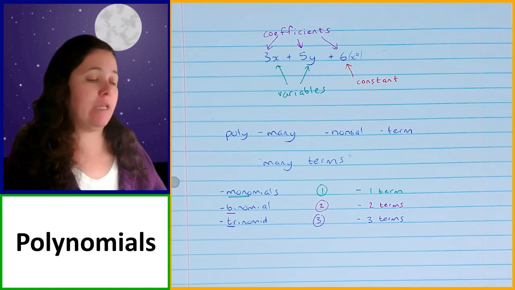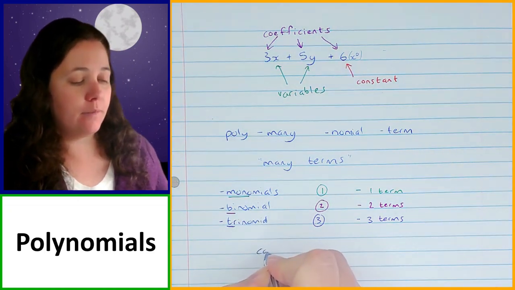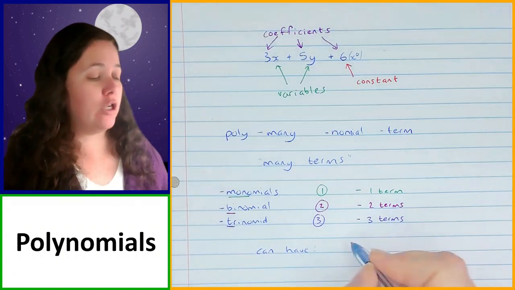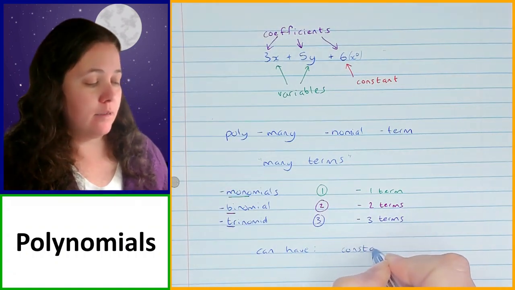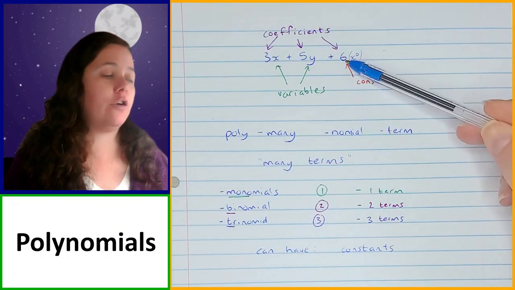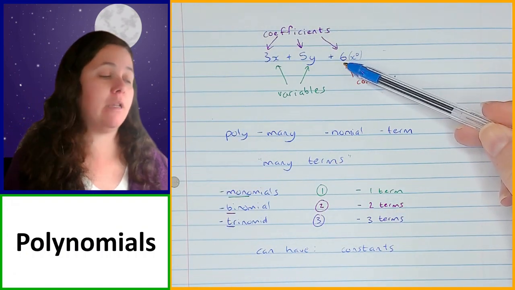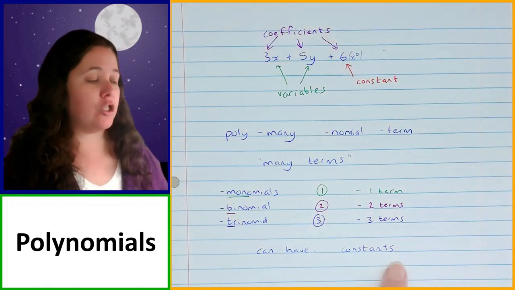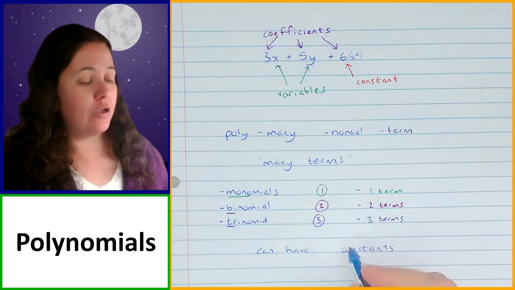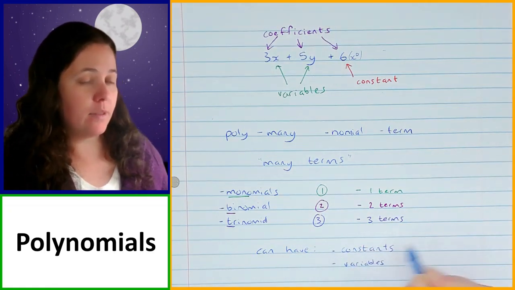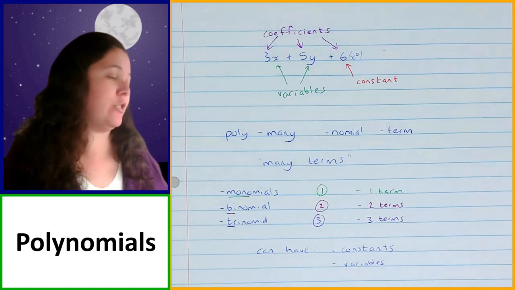So a polynomial can have the following. It can have constants. Now we already talked about what constants are. Constants are numbers that don't have a variable attached to them. Okay, so their value is fixed. Okay, so it's a term without variables. You can have variables. Okay, so your x's and your y's and your a's and your b's and all of that.